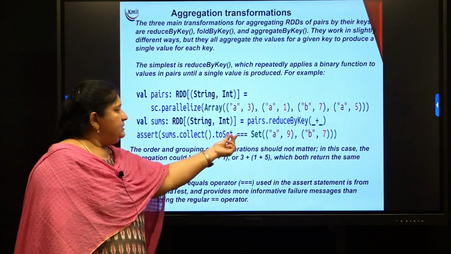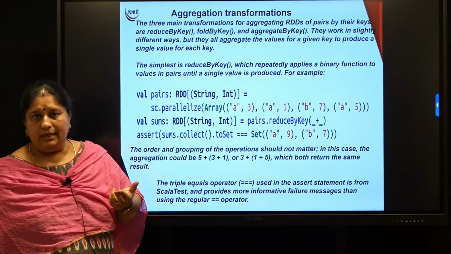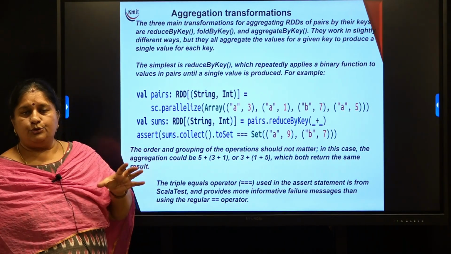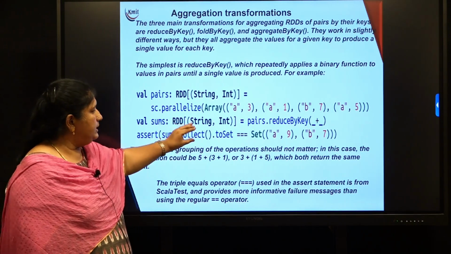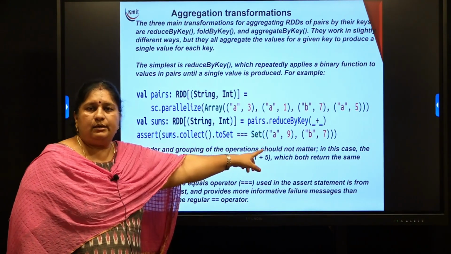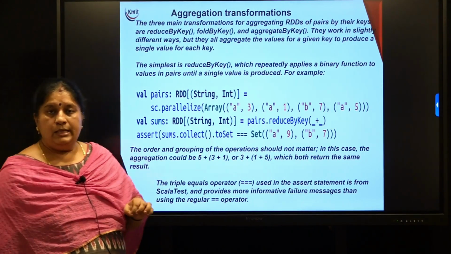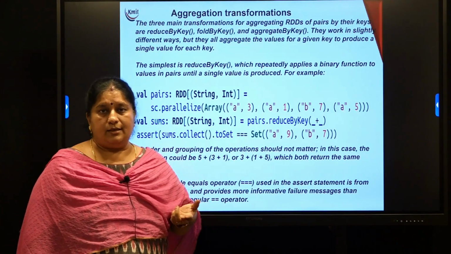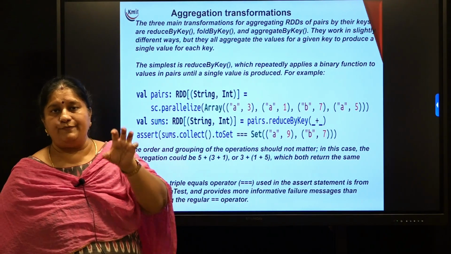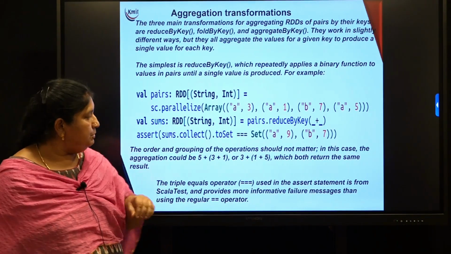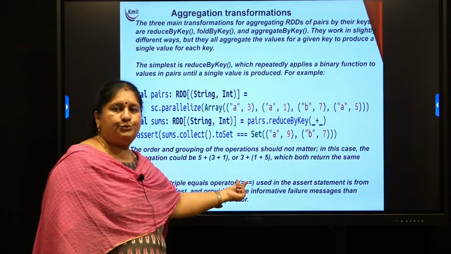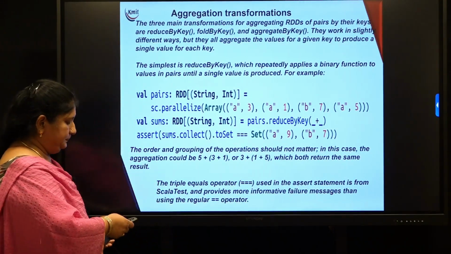Now, what is this triple equal to? You can give double equal to also, which will just show whether the output that is computed is equal to this set or not. Whenever we are giving triple equal to, that means if at all any failures are there, additional messages on those failures should also be shown to you. In such cases, we are supposed to use triple equal to.